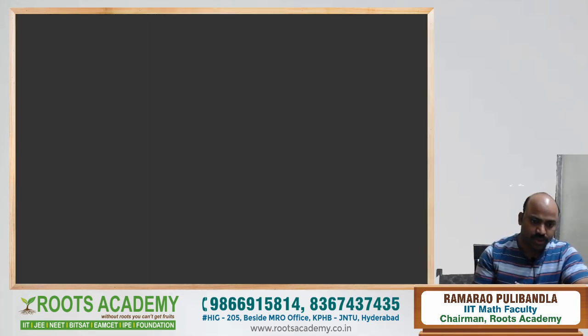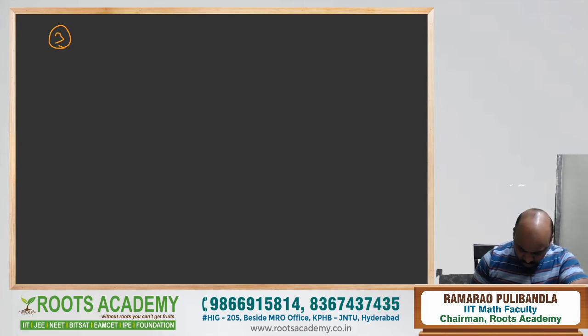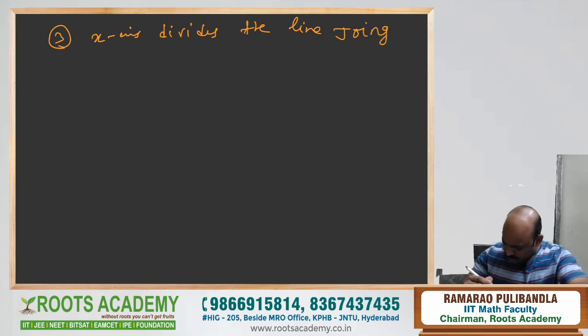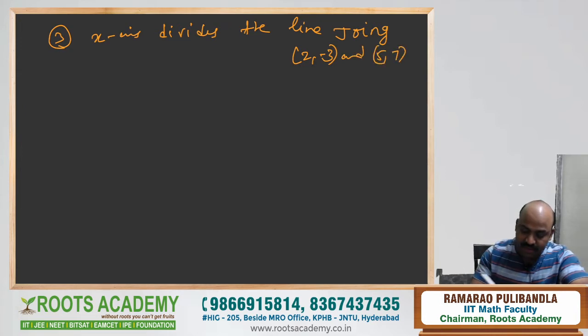Now, moving to the third question. They gave something like this: the x-axis divides the line joining 2 comma minus 3 and 5 comma 7 in the ratio dash. Very simple.